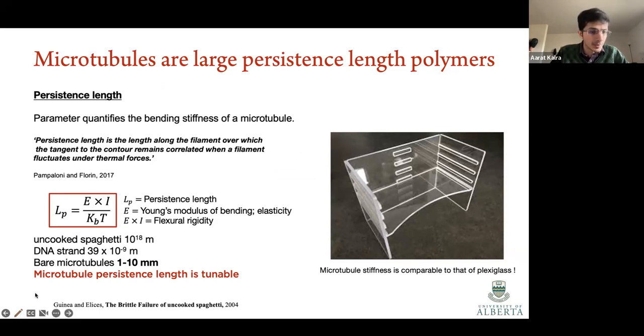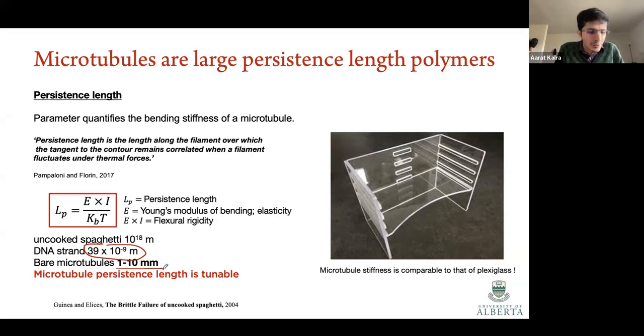You can see the numbers here. DNA has a persistence length in the nanometer regime, but microtubules have a persistence length in the millimeter regime. Now, the cool thing here really is that when Taxol and other MAPs and drugs bind to microtubules, they can actually change the persistence length. So they can make a microtubule more bendy or less bendy.